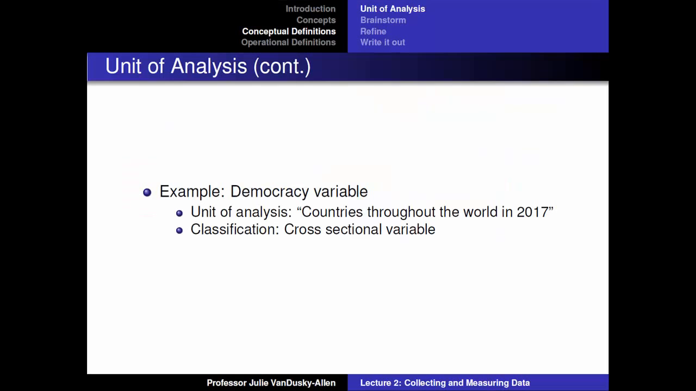Going back to the democracy variable example, our unit of analysis was countries throughout the world in 2017. In our variable, we would have observations for multiple subjects, all countries in the world, with one observation each in 2017. This would make our variable a cross-sectional variable.